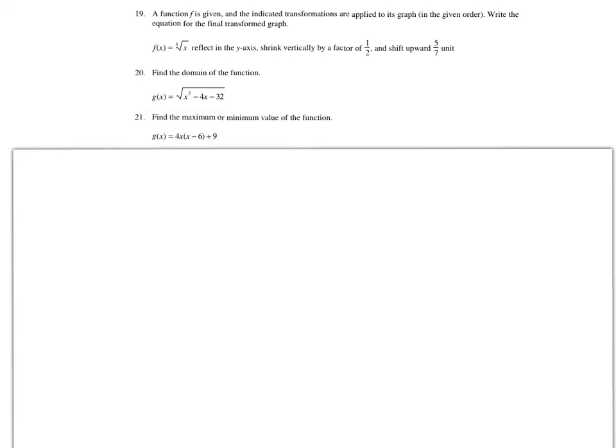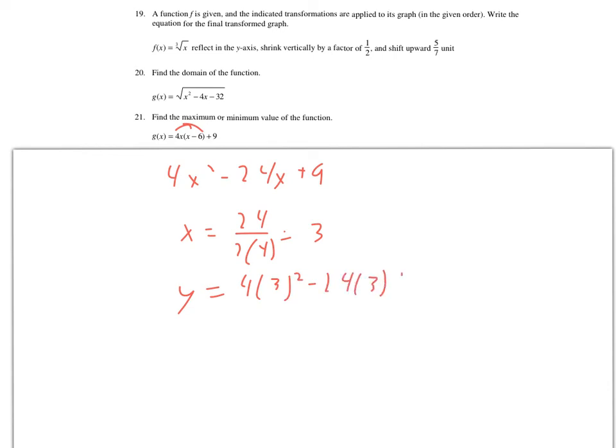All right, this one asks for the max or min value of the function. I see that this is not really in vertex form. It's not really in any form. So I'm going to switch it to standard form by distributing. And then I'm going to find the vertex. So it's negative b over 2a. So that's 3. And then y equals 4 times 3 squared minus 24 times 3 plus 9. So 4 times 9 here is 36.